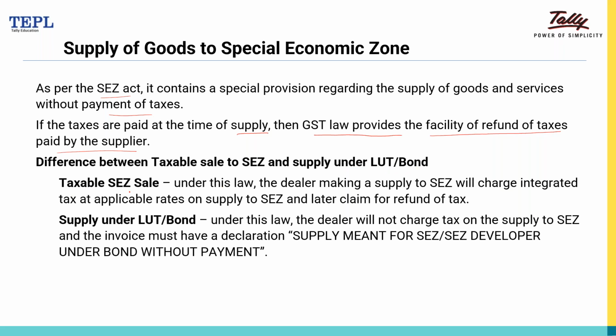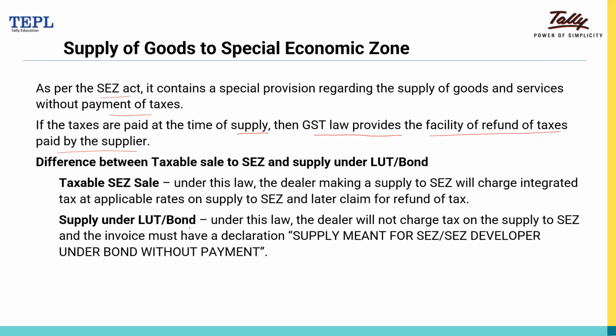So first one is taxable SEZ sales. Under this law, the dealer making a supply to SEZ will charge integrated tax at applicable rates on supply to SEZ and later claim for refund of tax. So as I said, at the time of supply, if there is any tax, then the SEZ supplier can take refund from the government.